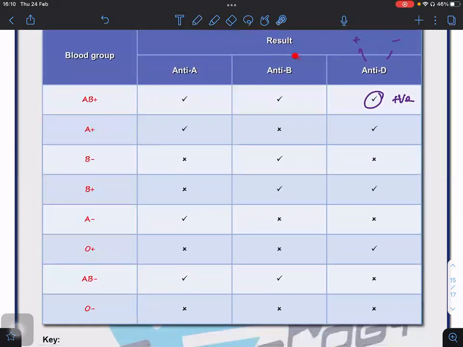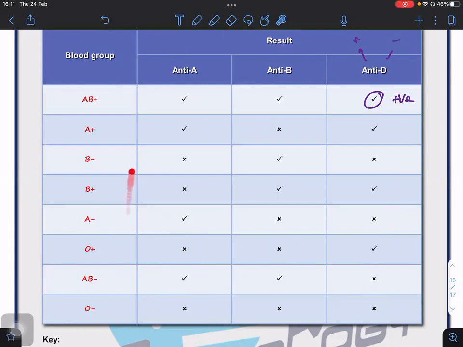So you use anti-A and anti-B. Anti-A positive, anti-B positive agglutination, so blood group AB positive. This one, anti-A positive, anti-B no, anti-D positive, so that's A positive. Then with anti-B, B but negative, B but positive. A negative means A versus negative. O means no agglutination with A and B. O means they don't have antigen A and they don't have antigen B, so no agglutination, but it could be positive. So this is AB negative, and with nothing at all, O negative.